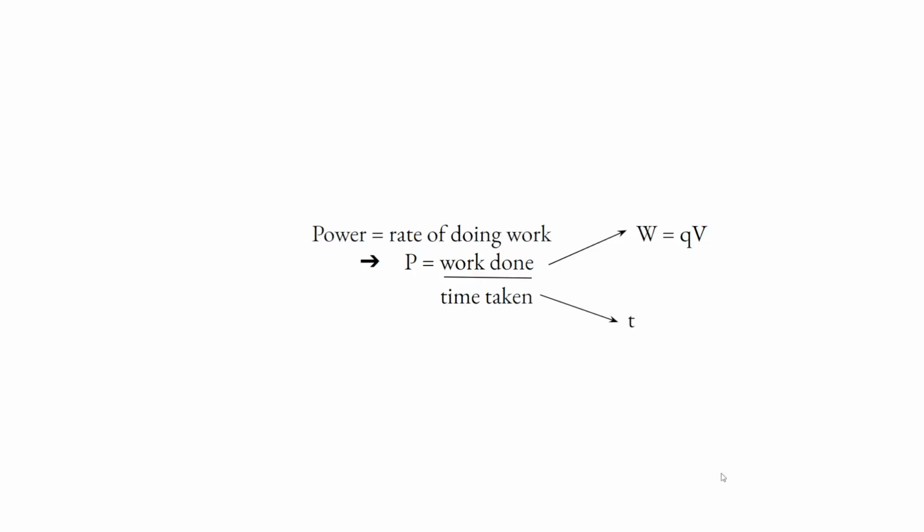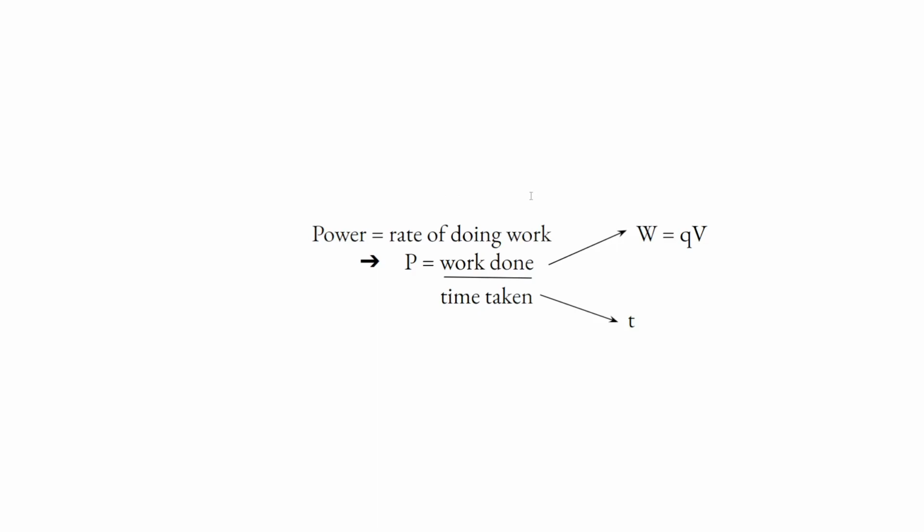We know that whenever an electric charge Q moves between 2 points that have a potential difference V, work is done. This work is given by W is equal to Q times V. Now consider a resistor with a potential difference V across its ends.